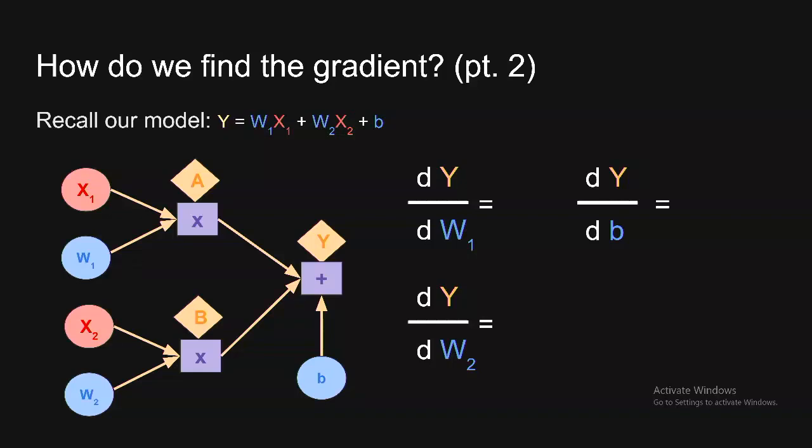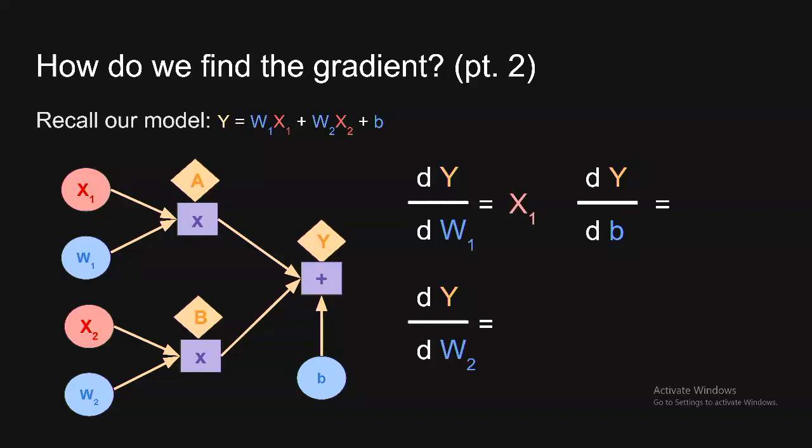All right, now. dy by dw1 is x1, dy by dw2 is x2, and dy by db is 1. Exactly right.